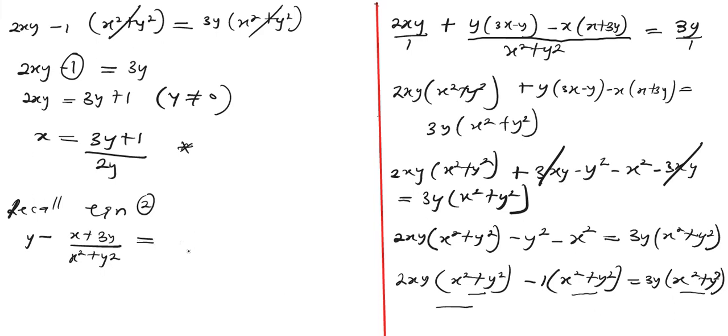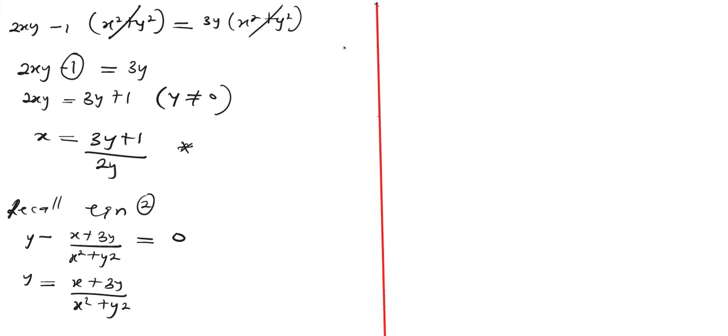Okay, let's recall this equation, and from here y can be equal to, if we take the whole of this over to this side, (x plus 3y) divided by (x squared plus y squared). Okay, so now let's continue on this part of the board, but if we cross multiply this equation, we are going to have y into (x squared plus y squared) equals x plus 3y.